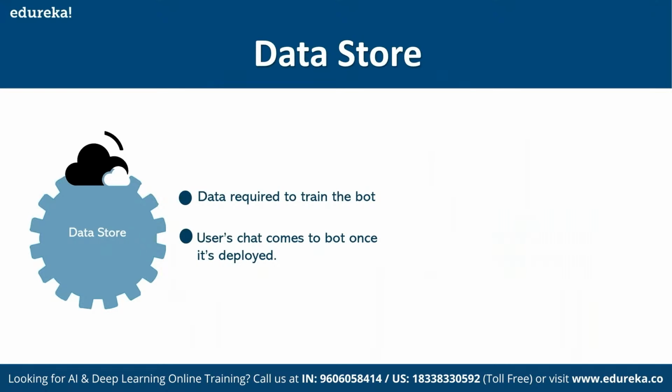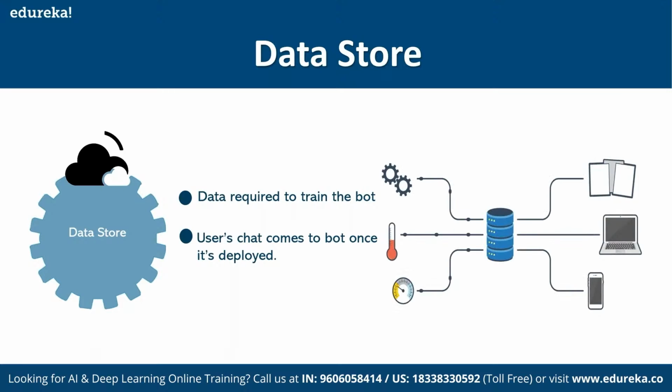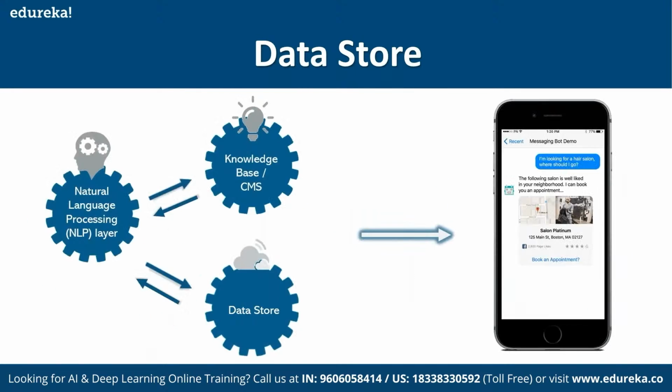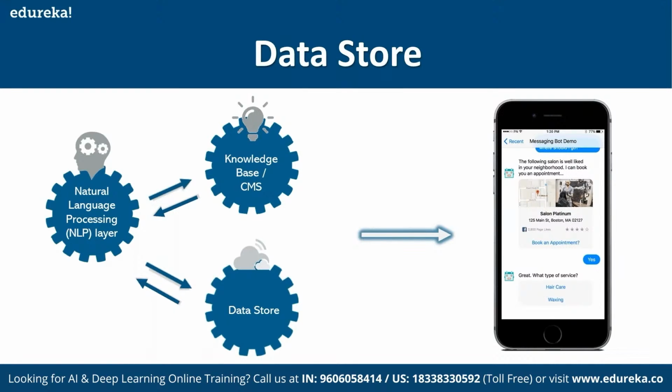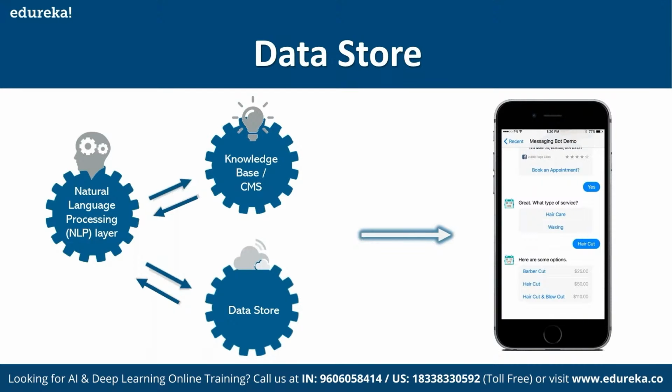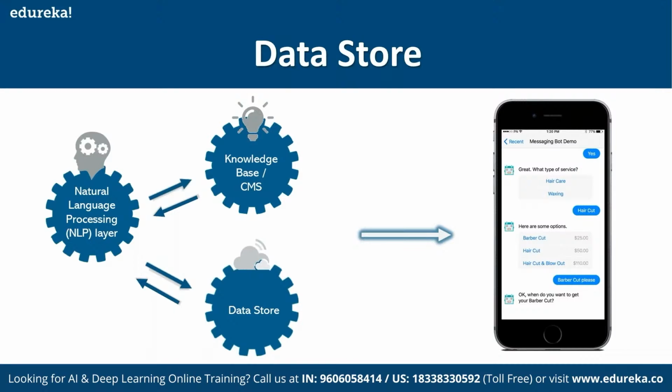What is the data required to train the bot? The user's chat comes to the bot once it is deployed, right? So we need to have a robust data pipeline so that whatever query the user is putting, whatever information you require, it should all be stored in a proper pipelined data store. Okay. So the three aspects that lead to a chatbot are the natural language processing layer, knowledge base, CMS, and data store. These are the three pivots to make your chatbot.